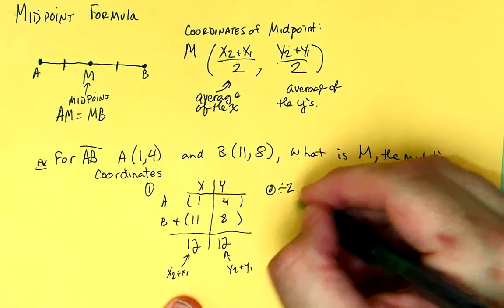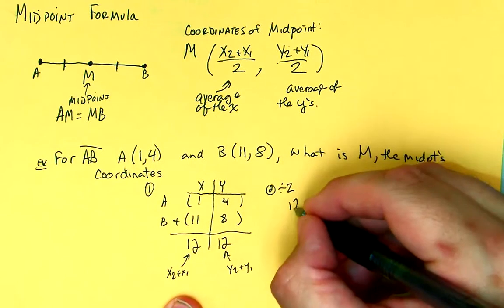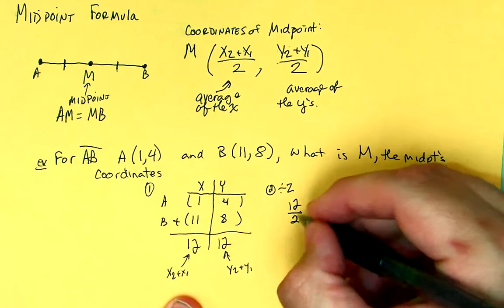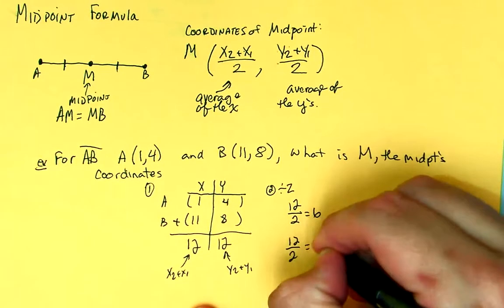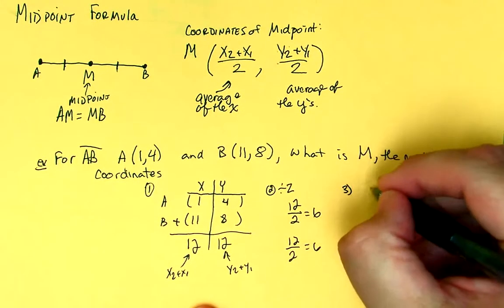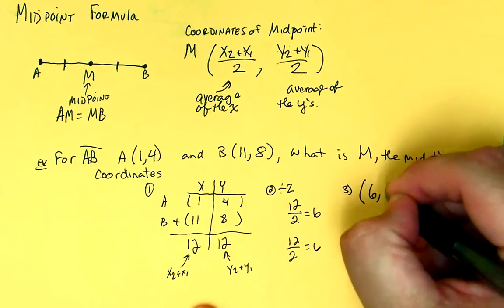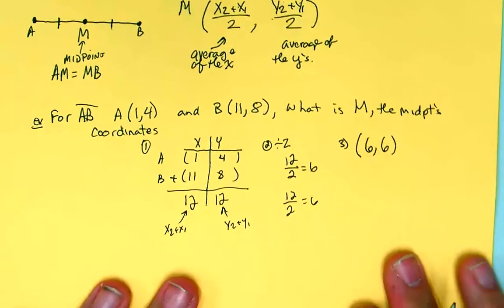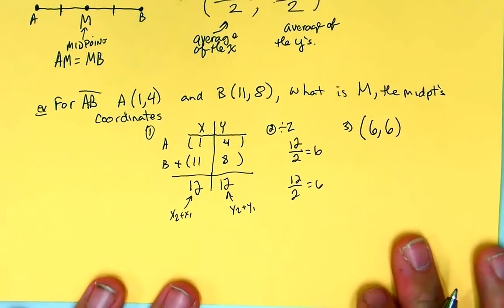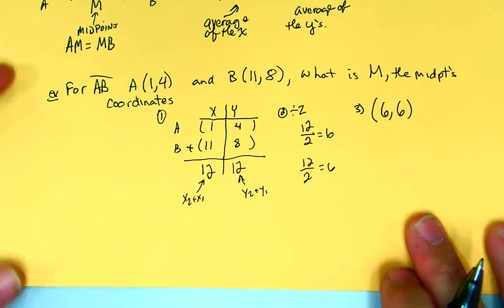So I'm going to take this first 12 and divide it by 2, which is 6. I'm going to take the second 12 divided by 2, which is 6. And then step 3, I'm going to put it into 6, 6. So I got the midpoint at 6, 6. I think that might be the easiest way to organize this.